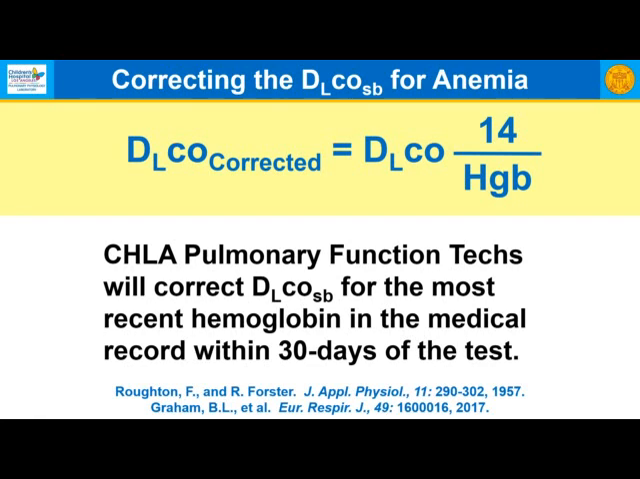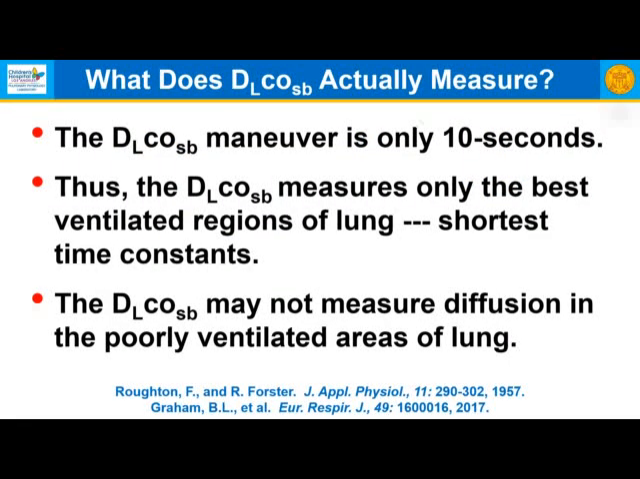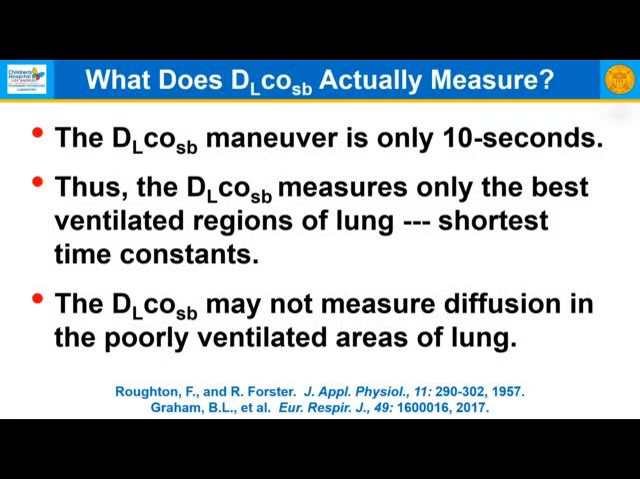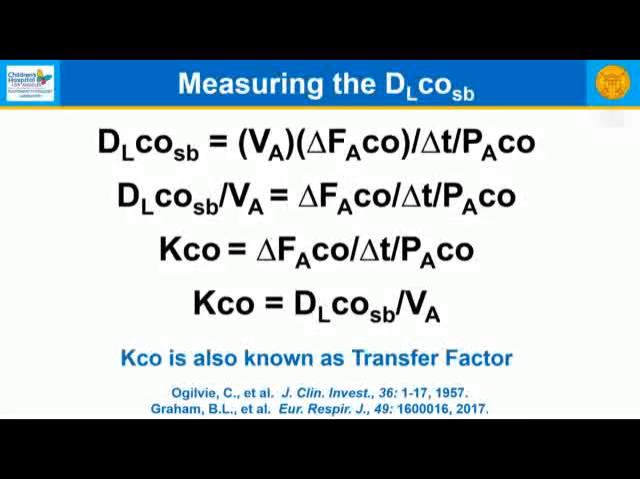And because her hemoglobin was low, it was interpreted as probably consistent with pulmonary vascular disease. So it is important, when you can, to correct the diffusing capacity for hemoglobin. The breath-holding maneuver is only 10 seconds. Thus, the DLCO measures only the best ventilated regions of lung, the shortest time constants. So it may not measure diffusion in poorly ventilated areas of the lungs. That's just something to keep in mind.